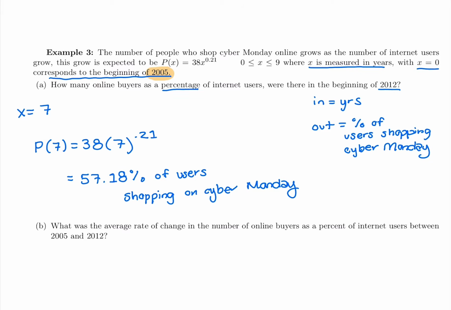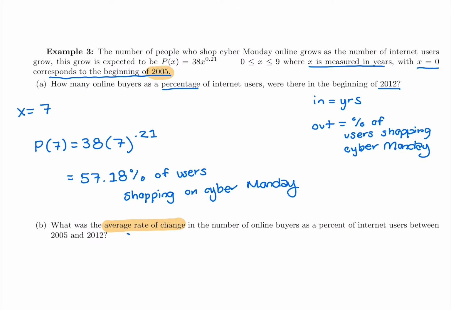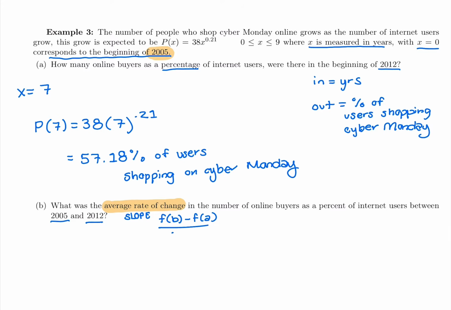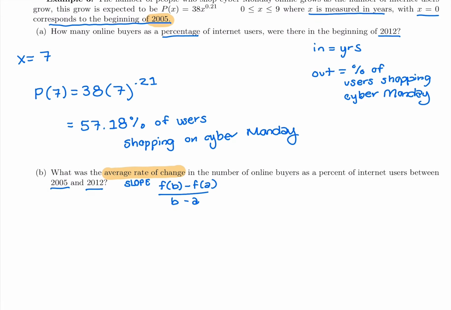The next part says, what was the average rate of change? Average rate of change means we're going to use the slope formula, in the number of online buyers as a percent of internet users between 2005 and 2012. So I'm going to plug into the slope formula, f of b minus f of a. We're going to compare the y values, subtract, difference in y's over difference in x's, b minus a, and see what we get.